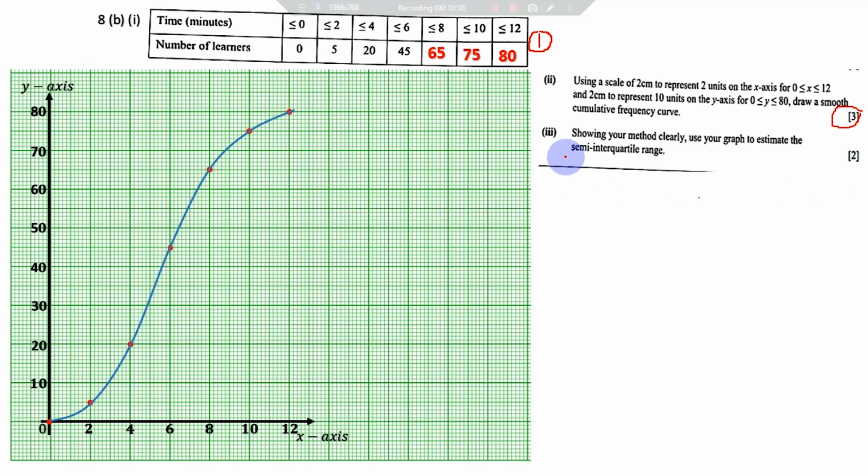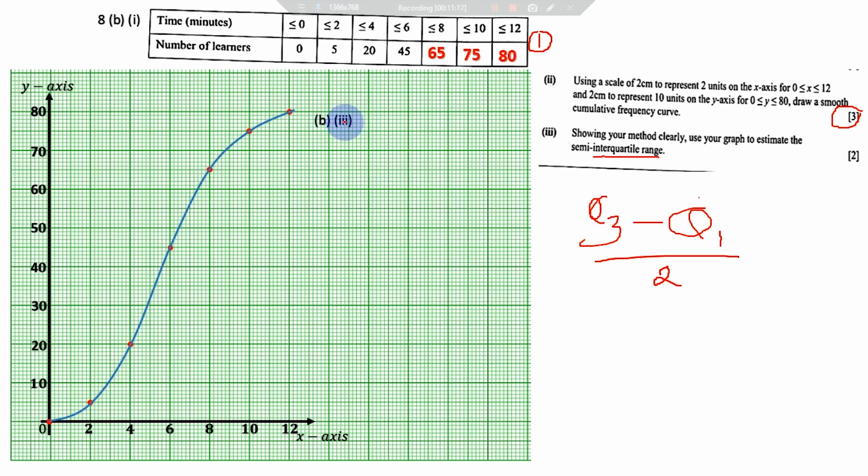The last question says, showing your method clearly, use your graph to estimate the semi-interquartile range. So we have the interquartile range, and semi is just half of the interquartile range. The interquartile range is Q3 minus Q1. Semi means half of this. It's almost the same step that we're going to take.